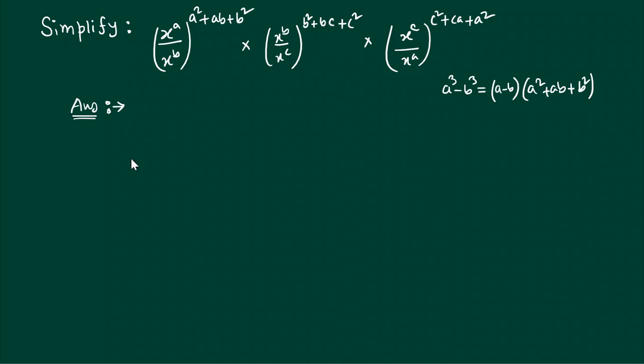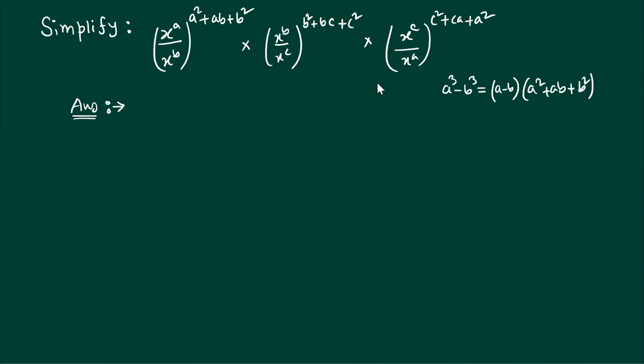Let's solve this question. In this video, we solve this question: (x^a / x^b)^(a² + ab + b²) times (x^b / x^c)^(b² + bc + c²) times (x^c / x^a)^(c² + ca + a²).